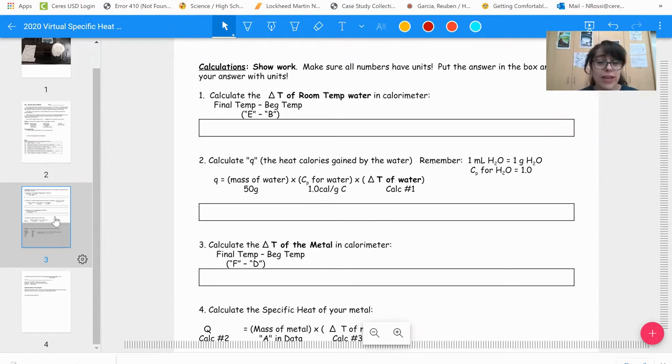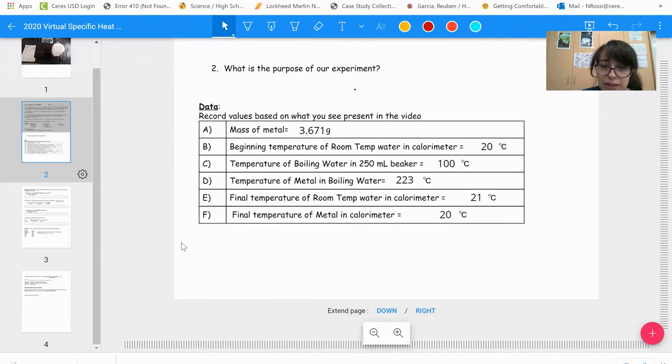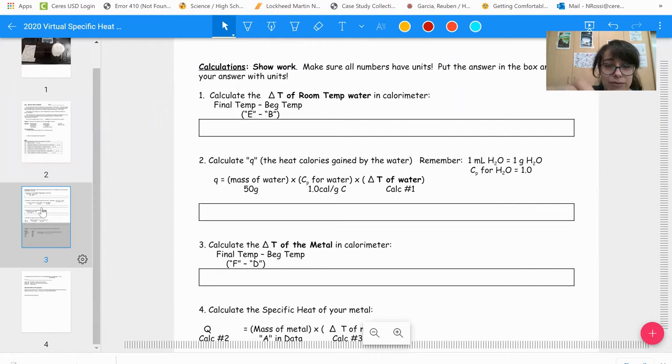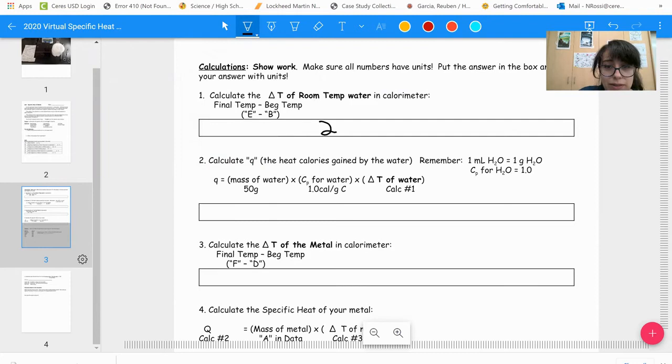Temp of the water in the calorimeter. So it says final temp minus beginning temp, and we have to do E minus B. So E minus B is going to tell us to do 21 minus 20. So I'm going to go ahead and show that. So 21 minus 20. We're going to have a change in temperature of 1 degree Celsius.